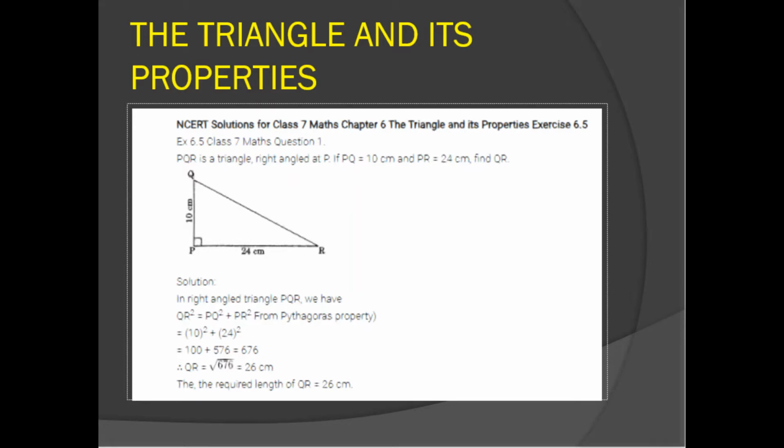But this is the value of QR square. We need to find QR, which is equal to under root 676, equal to 26 centimeter. So the required length of QR is 26 centimeter.